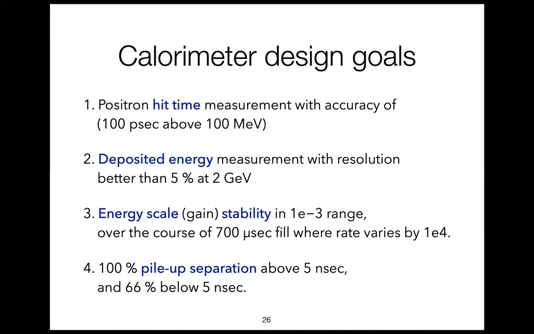The improvement was in hit time resolution, to go down to 100 picoseconds. The requirement on deposited energy is weaker. It's only an energy cut, but still the goal is to do better than 5% at 2 GeV. And the energy scale stability needs to be in the 10 to the minus 3 range over the course of 700 microseconds, where the muon decay rate varies by 4 orders of magnitude.